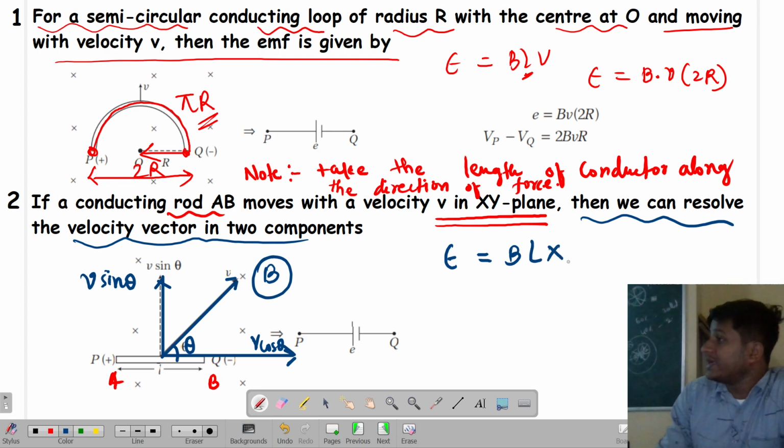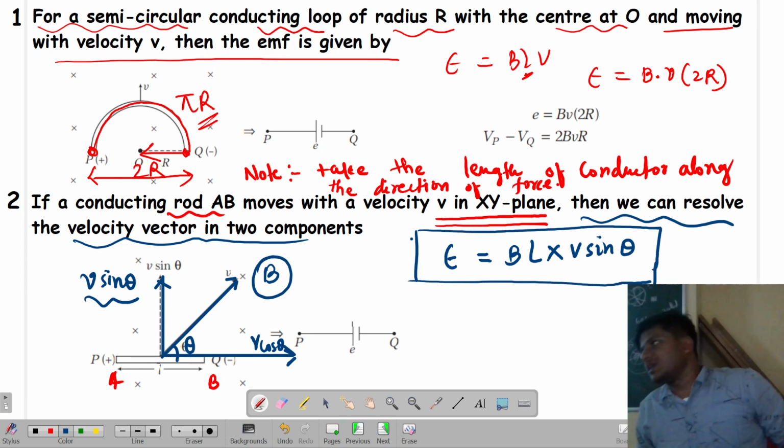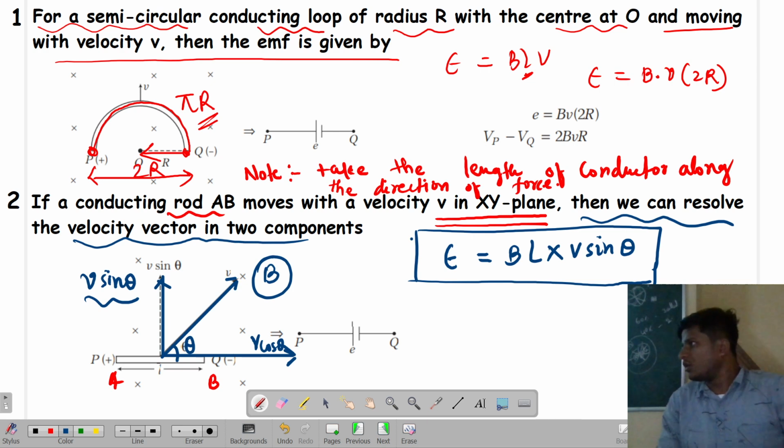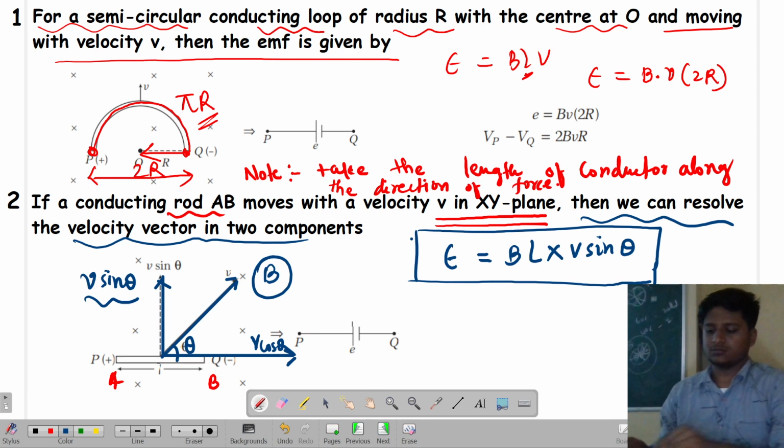Now, here it will not be only V. This time the perpendicular velocity component is V sin theta, or not? So you will say that the EMF generated is equal to BLV sin theta this time, not just BLV. Right or not? Yes or no? If the velocity makes an angle with the magnetic field, or makes an angle with the length of the conductor, your net value of EMF is going to change. Okay. Is it clear or not? Okay.